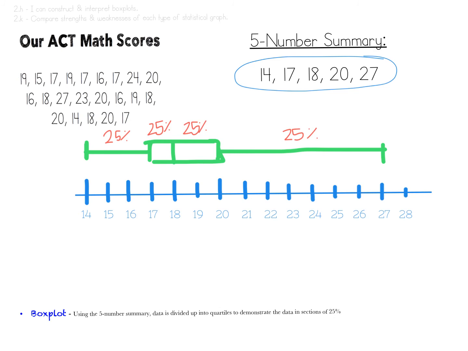So 50% of my data falls inside the box, and then 50% of my data is below the median, 50% above. So what I can see is that this is the same amount of data between 17 and 18. So the same amount of people scored between 17 and 18 as did between 20 and 27. So this is more spread out with the same amount of people. So it allows me to see where the numbers concentrate more.